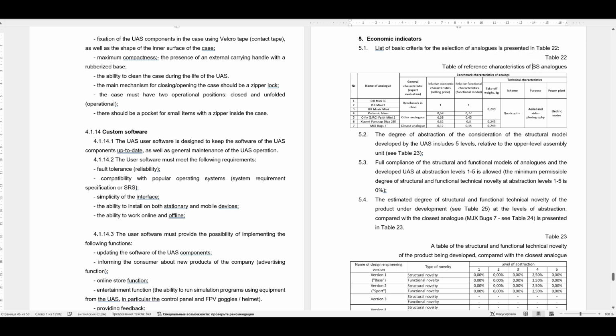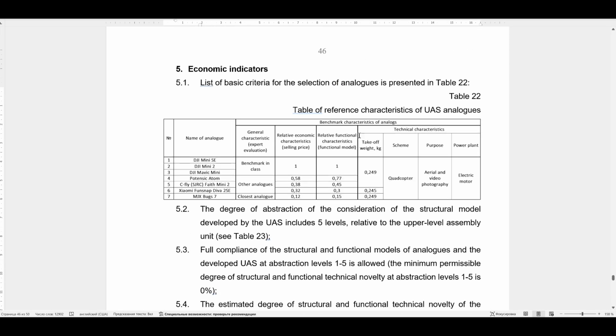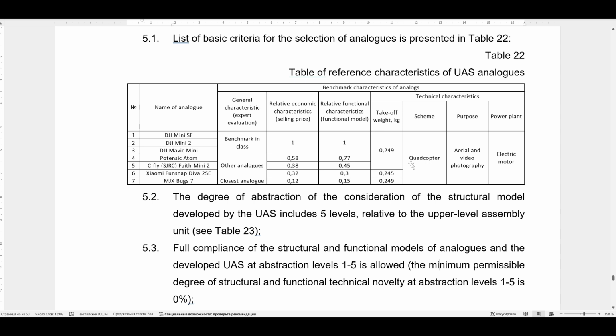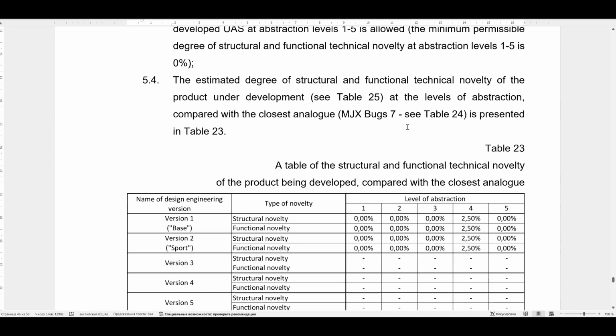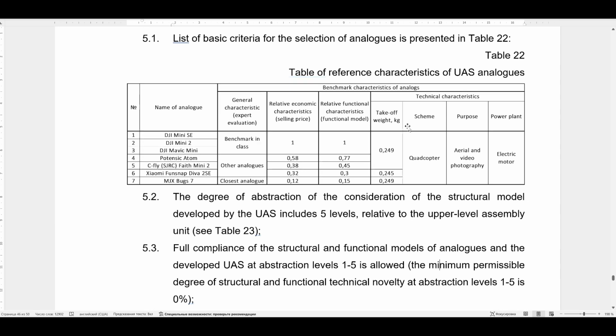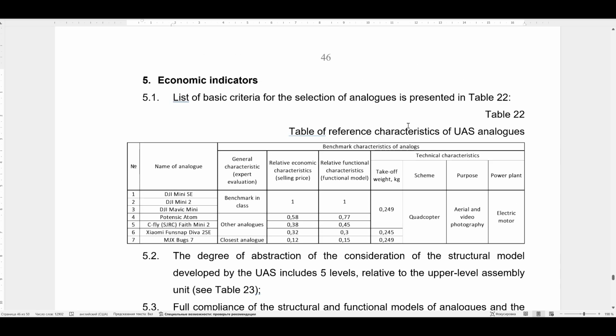This table contains sections such as general characteristics, in which analyses are evaluated in terms of reference in the class. In this case, DJI models are taken as a standard and the closest analog of MGX Box 7 V2. The method of filling in this section of the table is an expert assessment by analysts and a working group. The sections relative economic characteristics and relative function characteristics are filled in with data from the sections selling price in retail, table of analysis and functional model respectively. The section technical specification is also filled in based on data from the table of analysis.